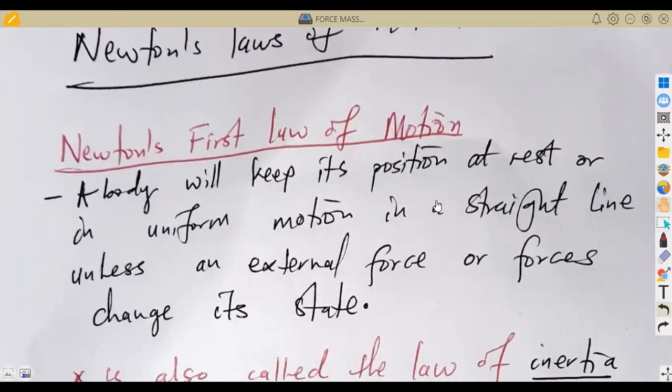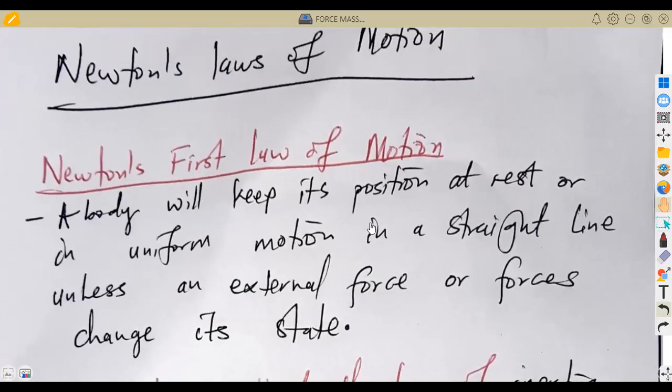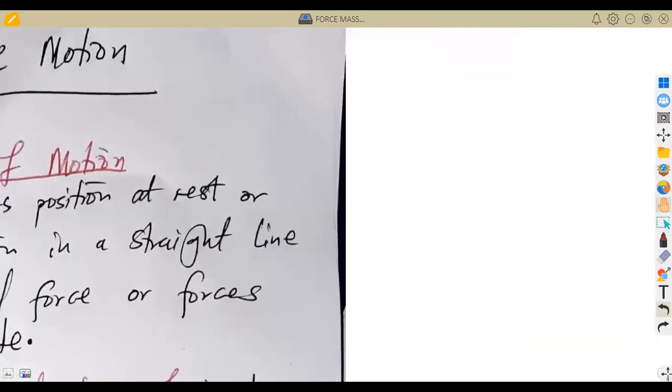So it can only keep this in a straight line unless an external force or forces change its state, meaning the application of external forces now causes that body to change its state, whether to move or to increase the speed, depending on what you are given. That is what you have in this place. Like we've got a body in this case with a certain mass. When there is no force being applied and this body is stationary, it is going to remain like this. But once a force is applied, this body is going to change its state.